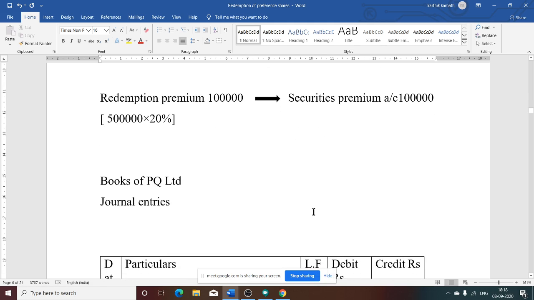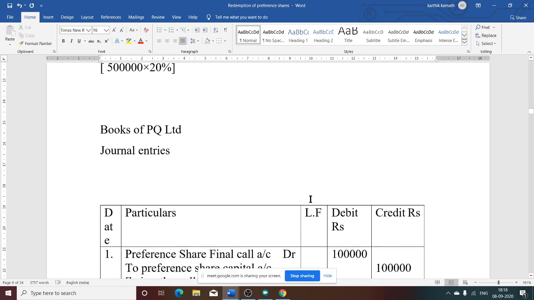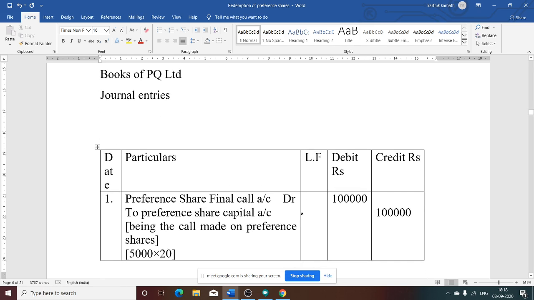Next, after doing the two working notes for capital and redemption, we need to pass journal entries. Books of P Limited, journal entries we need to pass. How to pass the journal entry? First, we need to convert partly paid share into fully paid share. So for that, we need to see the first journal entry: Preference share final call account debit to preference share capital account. This is for the call made, because money is not paid fully. So what will the company do? The company will make one call. One notice will be given to the shareholder to make the full payment.